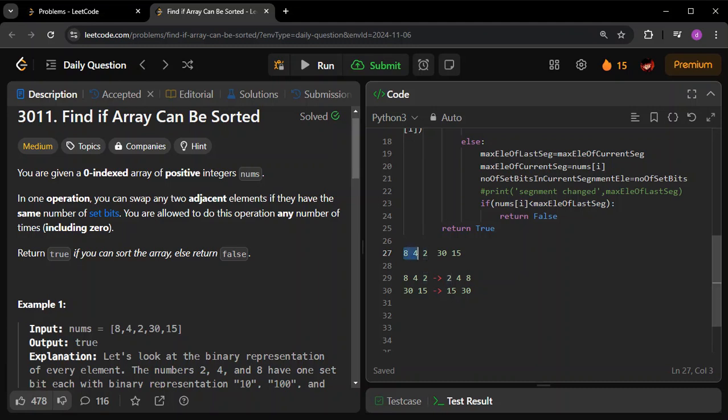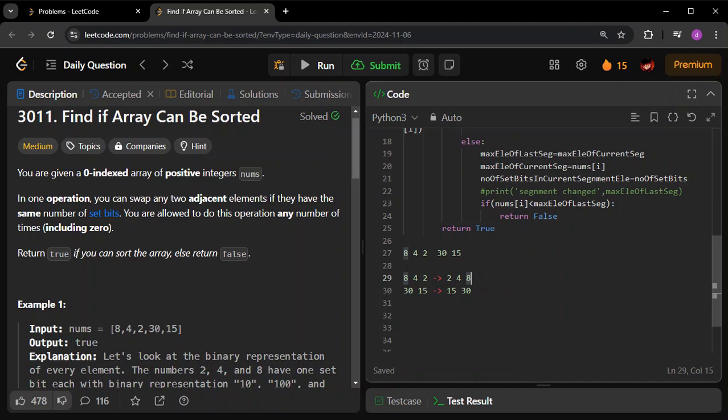So the idea here is, all the adjacent elements which have the same set bits will form a group, and inside that group you can transfer any element to any position. That is the basic idea here. For example, in this case, 8, 4, and 2, because they are adjacent and at the same time have the same number of set bits, I can arrange them in any way that I require. For example, I will arrange them so that they are sorted, right? So 2 will come first, then 4, and then 8.